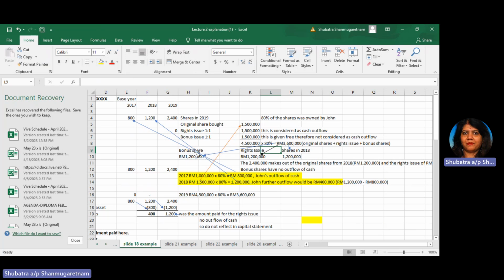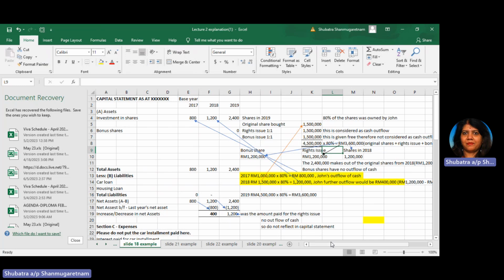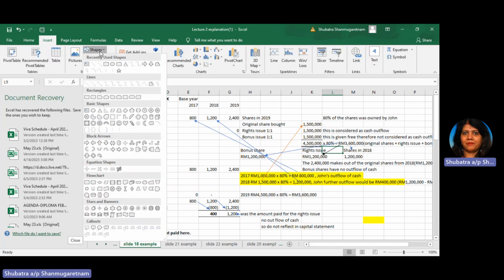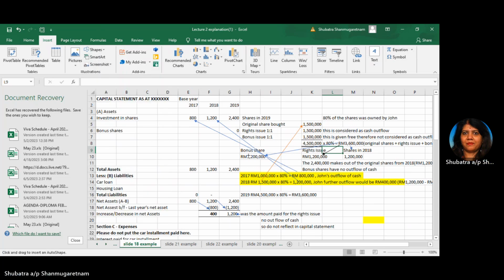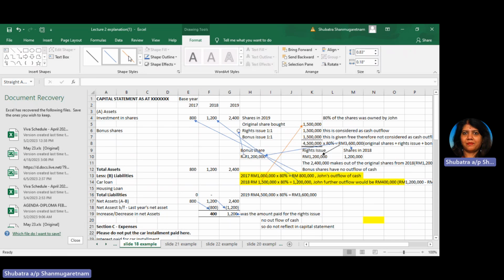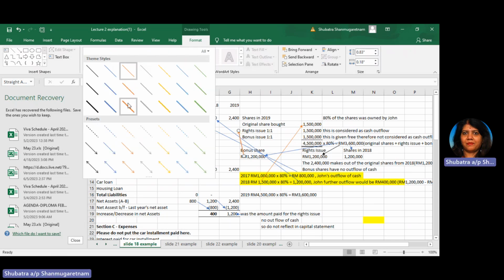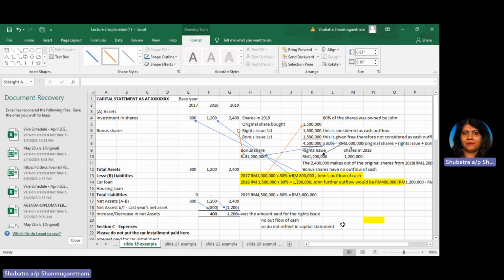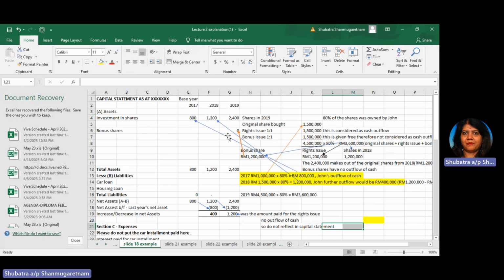Now, please remember, bonus shares is free. There is no cash outflow. So for bonus shares, you will always put 0, because there is no cash outflow. So bonus shares is 0.